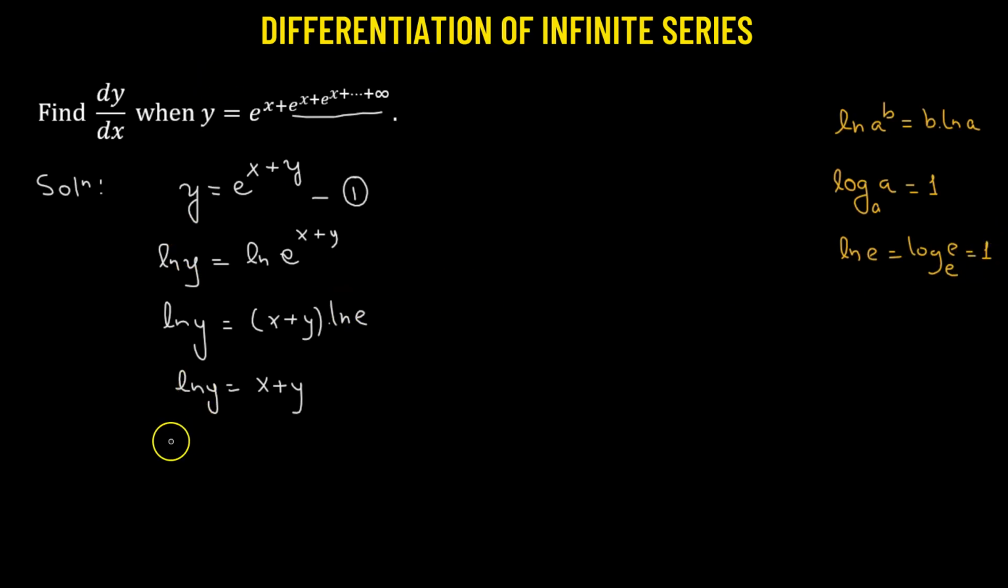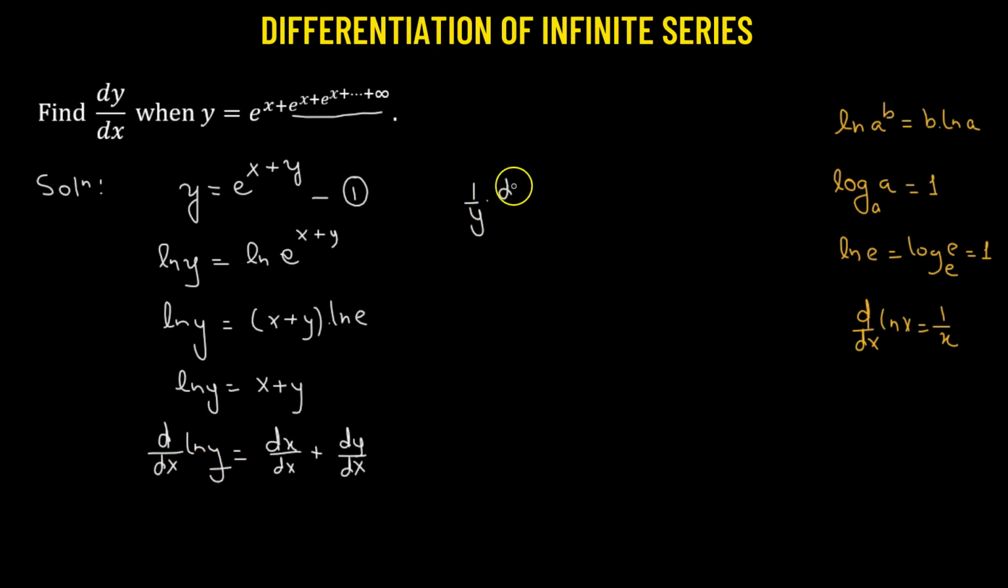Now we'll take the derivative on both sides with respect to x. So we have d/dx of log y equals dx over dx plus derivative of y with respect to x. We know the derivative of the logarithmic function, that means d/dx of log x, is given by 1 over x. Now derivative of log y will be 1 over y. Now we have y here instead of an x, so we'll multiply it by derivative of y with respect to x, which will be equal to, derivative of x with respect to x, this is 1, plus derivative of y with respect to x.